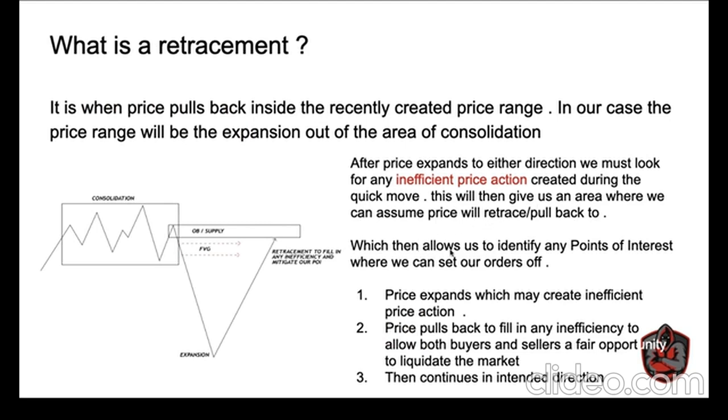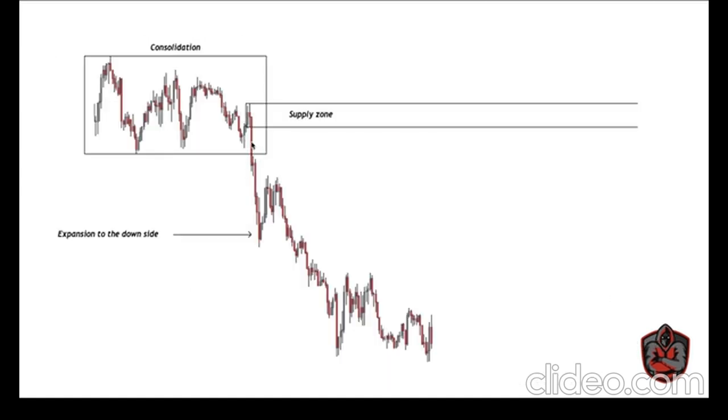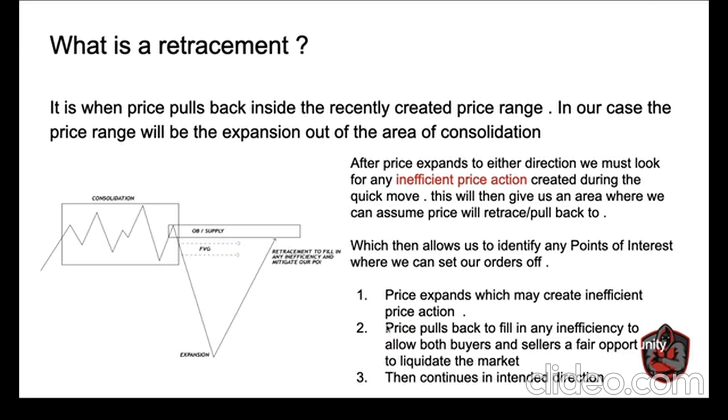This then allows us to identify any points of interest where we can set our orders. Number one, price expands, which may create inefficient price action. As we can see in this example, price expands, it creates inefficient price action. Number two, price pulls back to fill in any inefficiency, to allow both the buyers and the sellers a fair opportunity to liquidate the market.